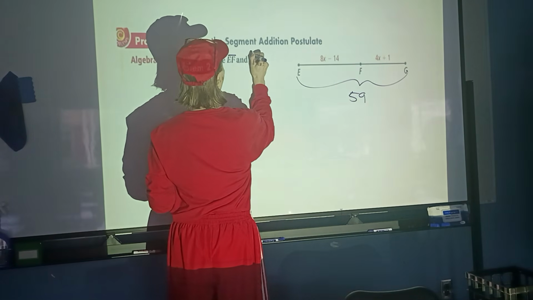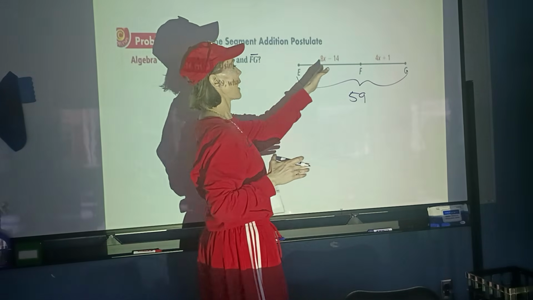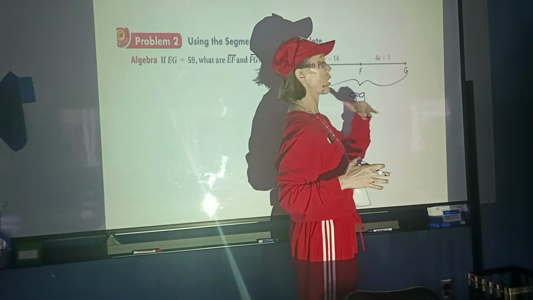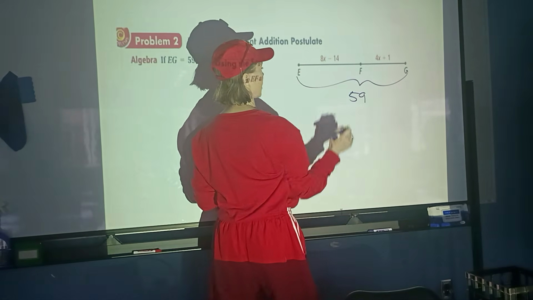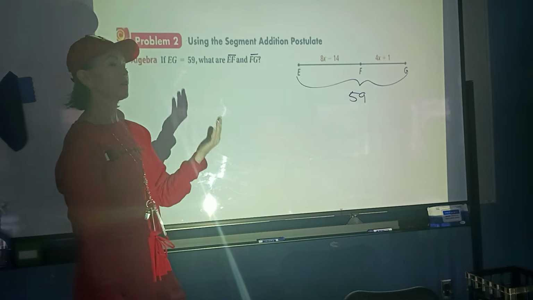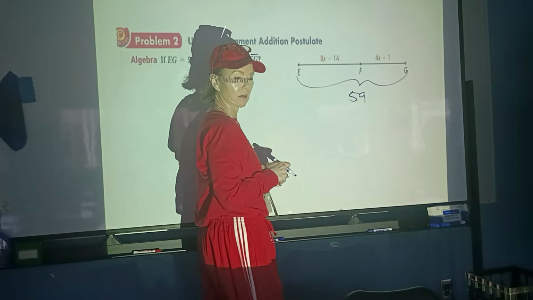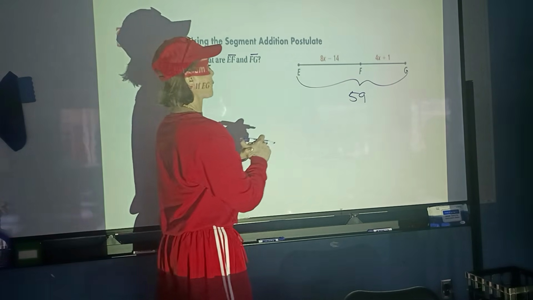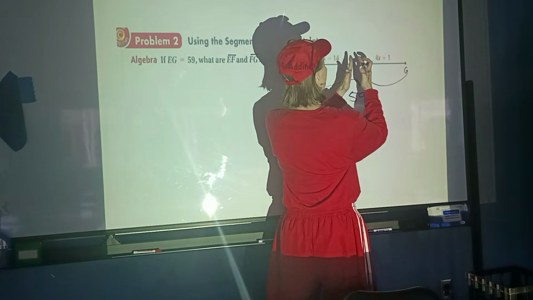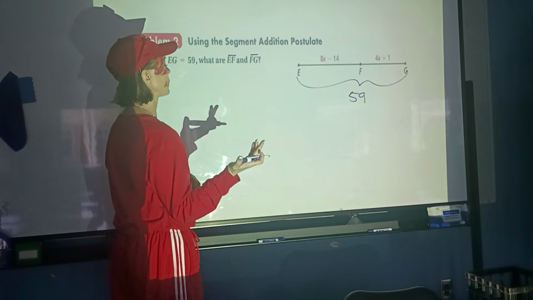So why do we not know what the length of EF and FG are right now? We don't know because we don't know what x is equal to. Once you find out what x is equal to, then you can plug it in for x, and then you will be able to find the length of EF and the length of FG, okay? So let's do it together.